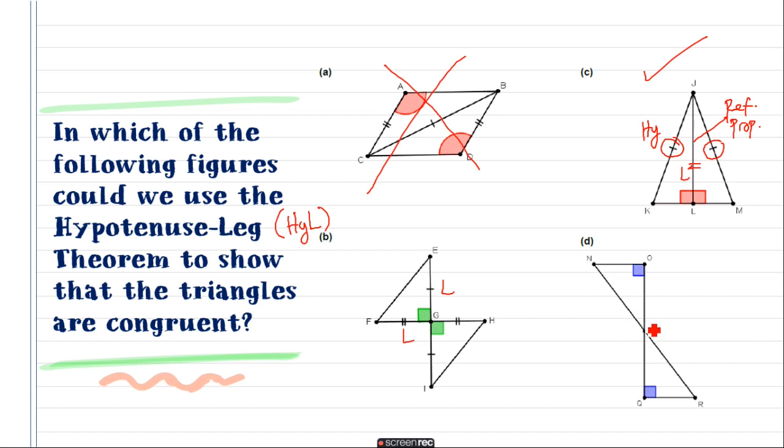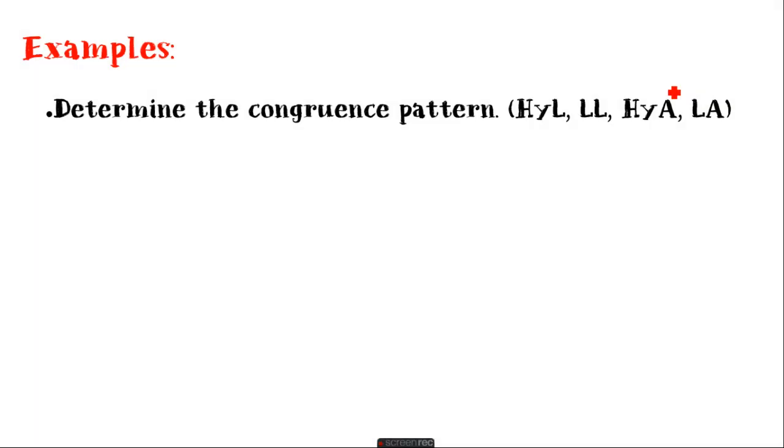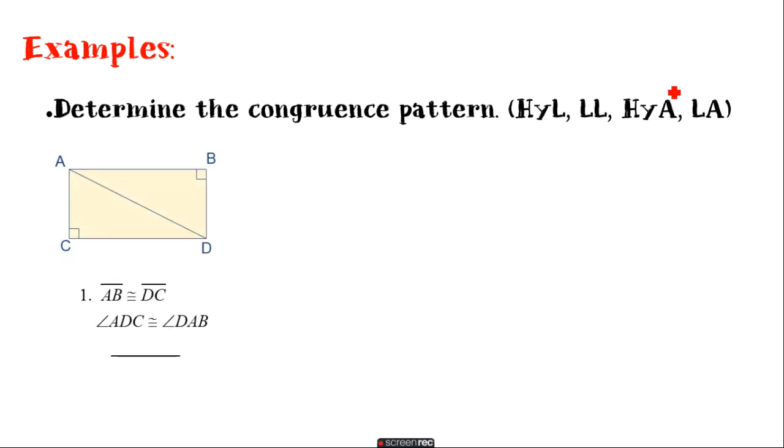The only clue that is given to us here is the angle, by virtue of being vertical angles. So again, this does not represent the HYL. So only letter C represents HYL. Okay, next. Let's try to apply and determine the congruence pattern, whether HYL, LL, HYA, or LA.